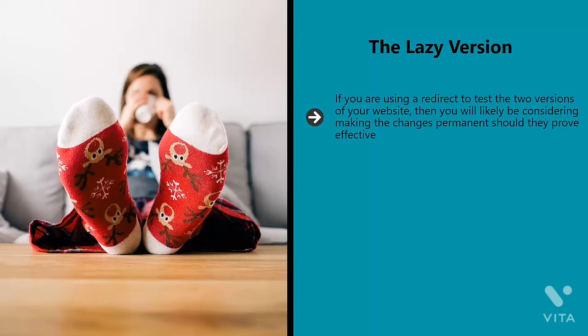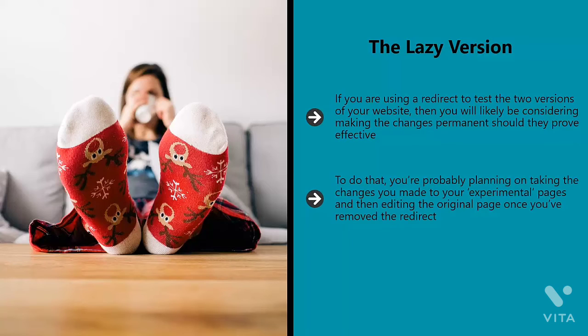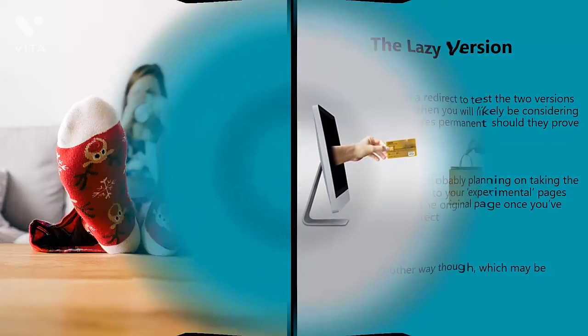If you are using a redirect to test the two versions of your website, then you will likely be considering making the changes permanent should they prove effective. To do that, you're probably planning on taking the changes you made to your experimental pages and then editing the original page once you've removed the redirect. There is another way, though, which may be quicker. This is to take the edited version and simply make the redirect permanent. You can do this with a redirect, but note that by using a 301 redirect from your htaccess file, you will risk losing 10% of your link equity. To prevent this from happening, use a JavaScript or PHP redirect instead.